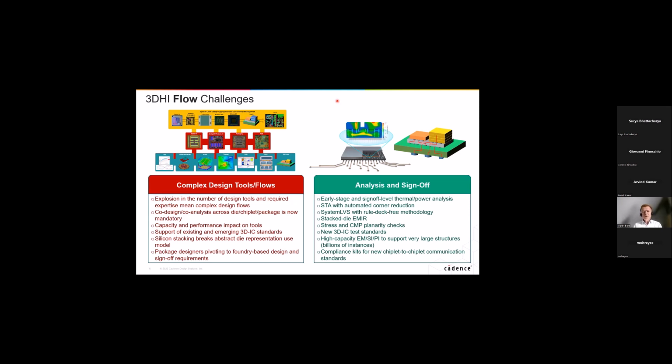The other challenge is analysis and sign-off. So the current flows are mainly focusing on the individual fabrics. So you optimize your package, you optimize your PCB, you optimize your individual system on chips, silicons you want to put in the system. But overall, you need to analyze the whole system. Means you need to go in the early stage already to do some thermal power analysis, as this is often the concern, stacking things on top of each other.